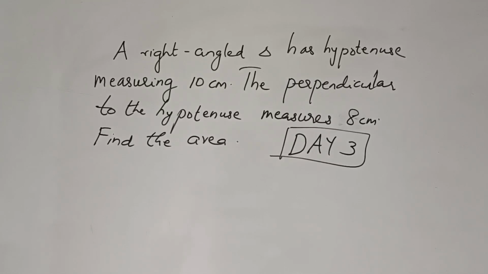Day 3. A right angle triangle has hypotenuse measuring 10 cm. The perpendicular to the hypotenuse measures 8 cm. Find the area. This sum was one of the questions given in the worksheet on right angle triangles and Pythagoras theorem to a student of grade 7.